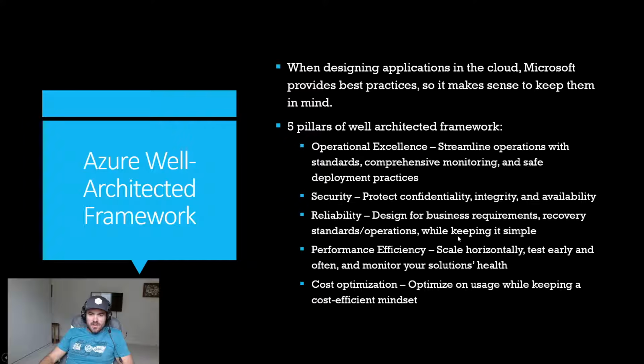Performance efficiency. So scaling horizontally, basically think about adding more resources as opposed to just adding a giant monolithic single resource. This helps you to test things out in other physical boxes and servers, and also helps you to monitor your solution's health because you can get a glimpse into different components of your architecture and see what's maybe underperforming.